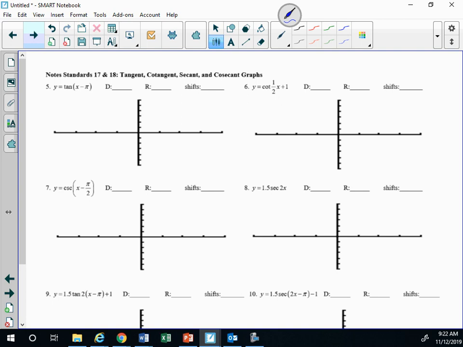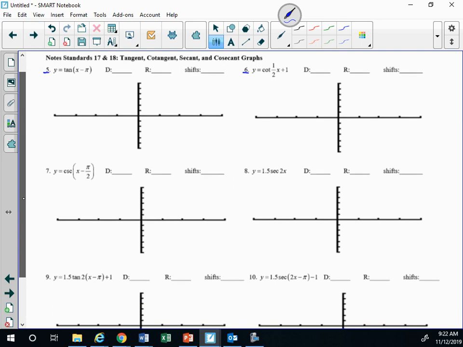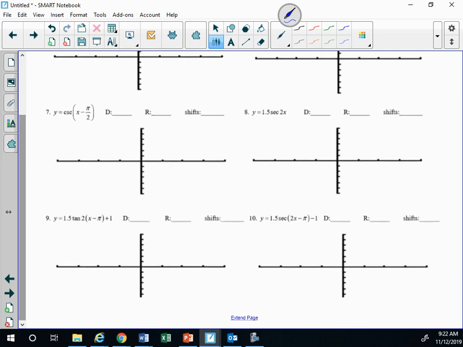All right, is this what your page looks like? All right, 5 and 6, tangent and cotangent. We're not doing those right now. We'll jump down and do number 7.